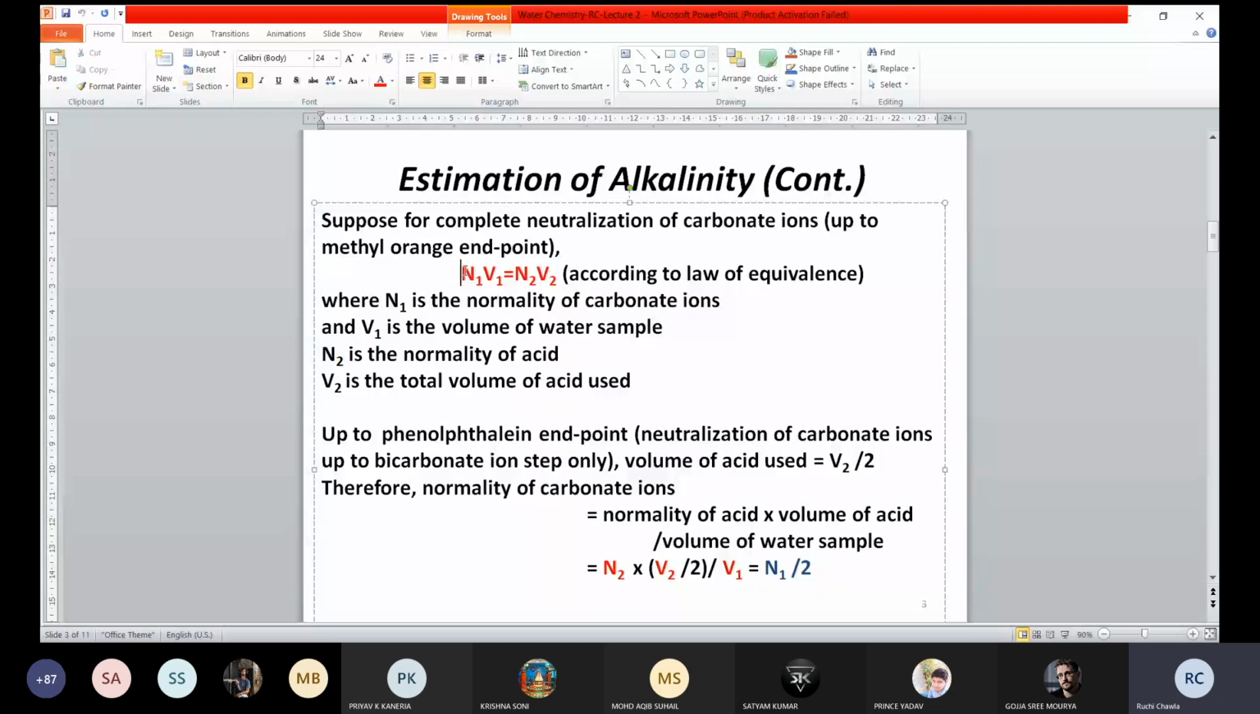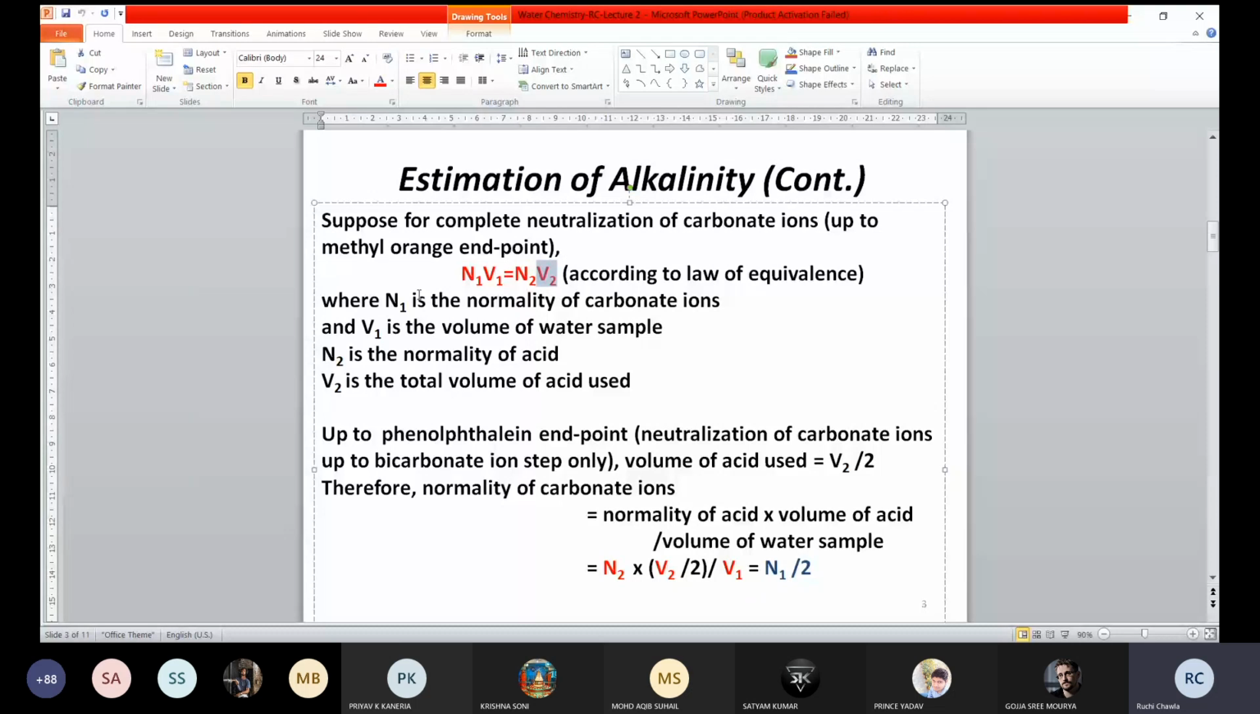So you have the gram equivalents of alkaline water sample on the left hand side, and N2 is the normality of acid and V2 is the total volume of acid used. So these are the gram equivalents of the standard acid that you will take. V2 is going to be your burette reading. In fact, acid is filled in the burette. I will discuss this in the experimental procedure. V2 is the volume of acid used for the neutralization. This will be given by the burette reading.